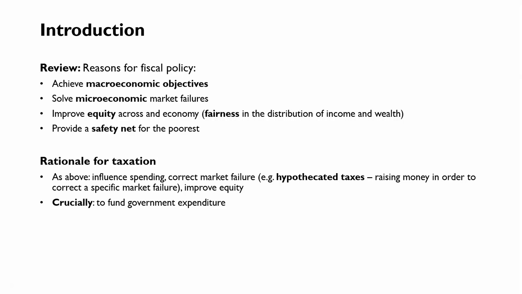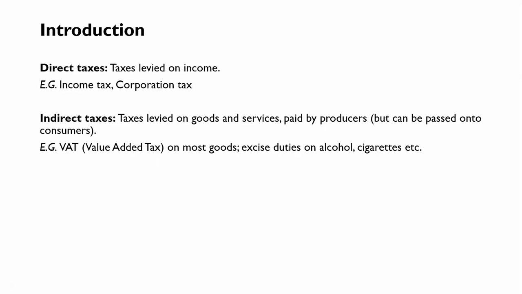There's two key types of taxes to be aware of in the UK. Direct taxes are taxes levied on income. So these are taxes that come directly out of an individual or a business's income streams. The best example of this is income tax in the UK, which is deducted from a worker's income, or corporation tax for firms, which firms have to pay out of their profits.